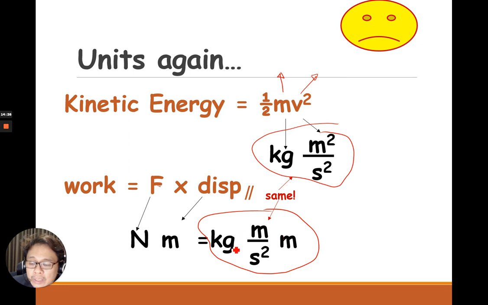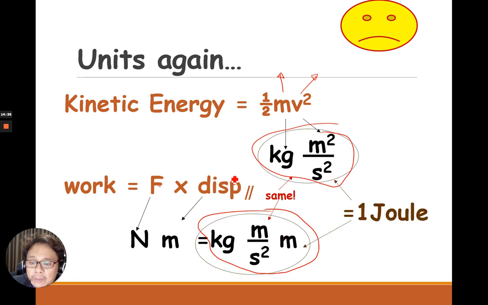This one, kilogram meter per second squared, is from Newton. Remember, second law. And this one, meter, is from displacement. So they are numerically equivalent to the unit we call joule. If you're going to write joule in its entirety, you can use a small letter. But if you're going to abbreviate it, then you have to capitalize the letter J.